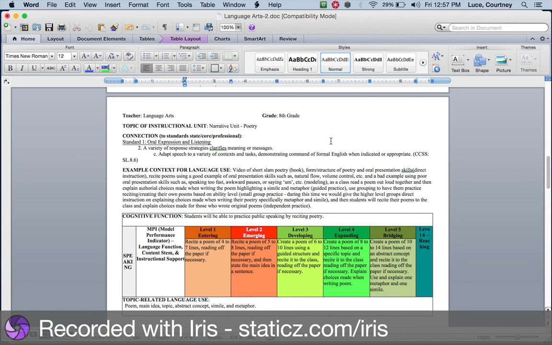Because there are lots of school districts at this point that want to see that, if you don't have an ESL endorsement, you at least have the ability and the knowledge of how to teach those students.